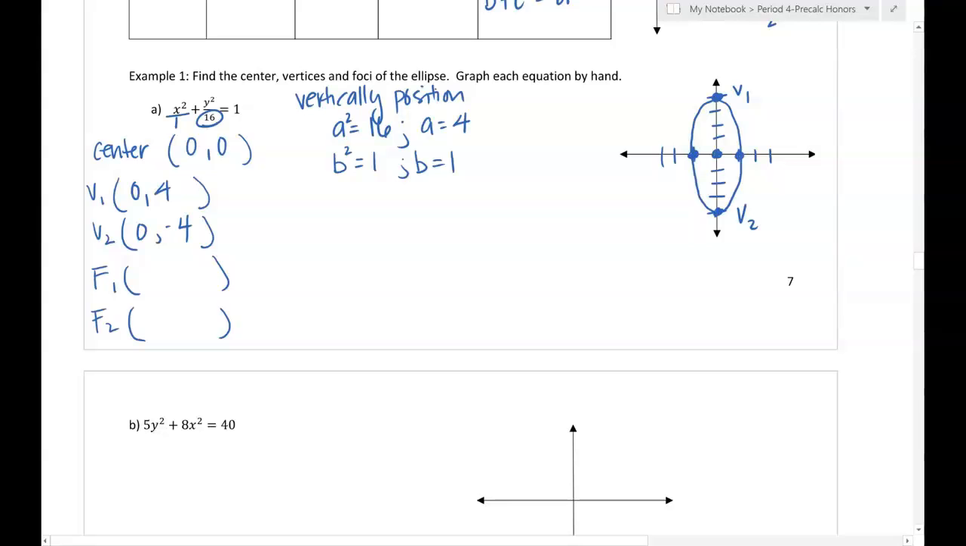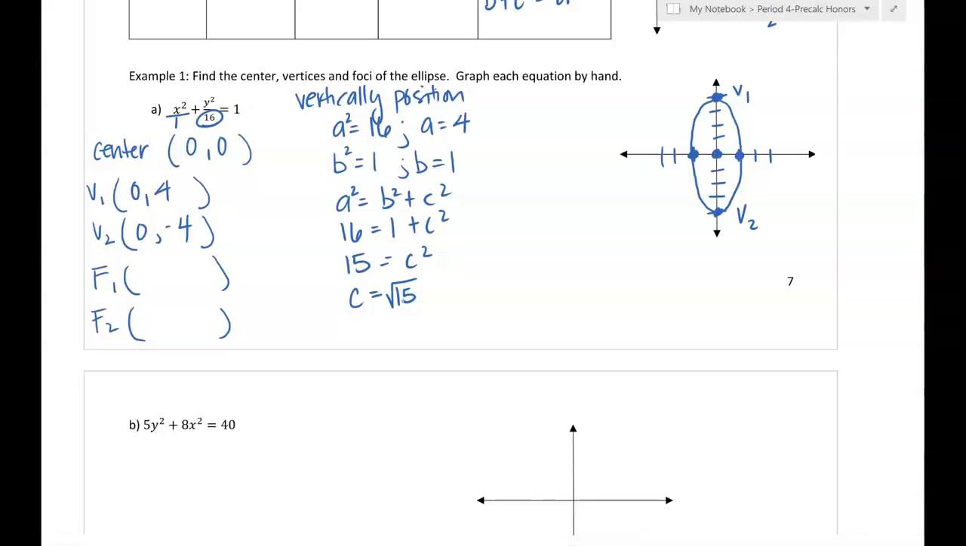Now I need to find c in order for me to find the foci. So remember, the equation is always a squared equals b squared plus c squared. I know a squared is 16. I'm sorry, I lied, a squared is 16. b squared is 1, plus c squared. Minus 1 from both sides. So 15 equals c squared. c equals the square root of 15, which I can't write right now. There they go. Technically, again, plus or minus, but c is going to be a distance, so I don't need to do plus or minus, okay?